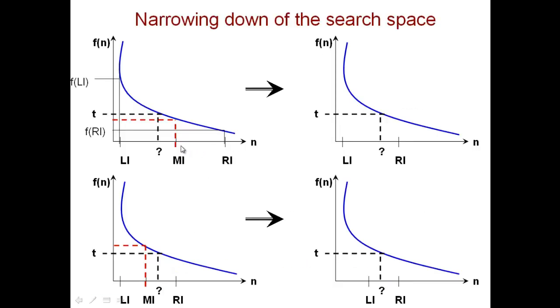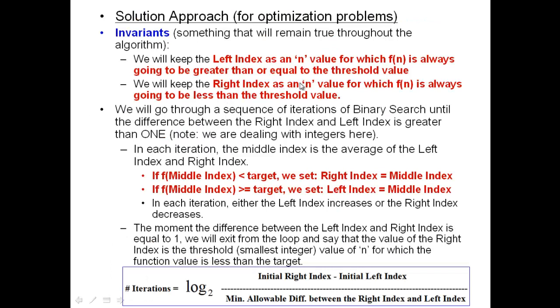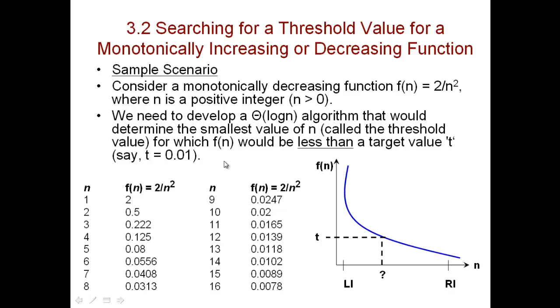Or it could be at the middle index also, because we want to find the threshold value where the function value is less than the target. So it could be the middle index or to the left of the middle index. So that is why you move the right index to be the middle index. Okay, so you see here the way I define the problem. I say the right index is a value for which f of n is always less than the threshold, or less than the target. And we want to find the n for which f of n will be less than the target.